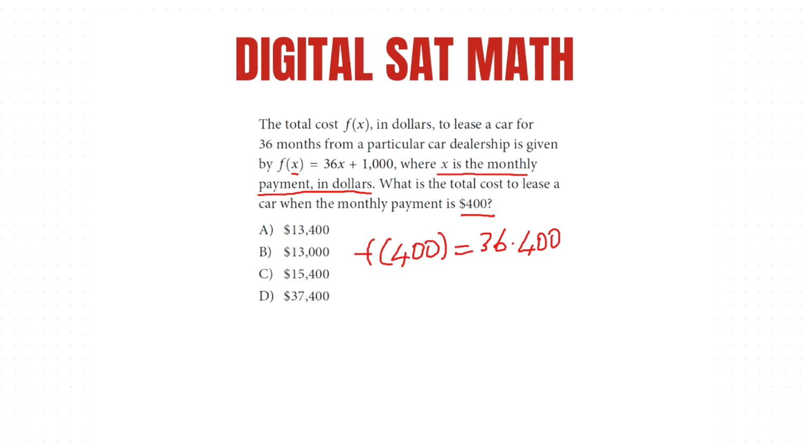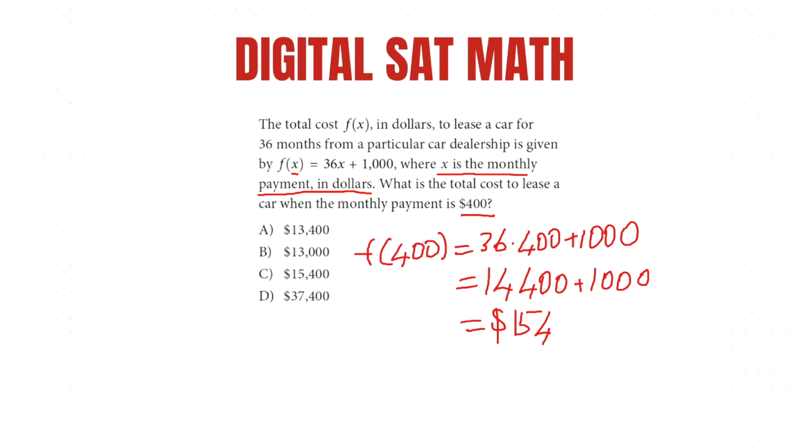plus 1000. You will be allowed to use your calculator during the exam. Then you can go ahead and multiply 36 by 400, and you will receive 14,400 plus we have another 1,000, and when you add them up, 14,400 plus 1,000 is 15,400 US dollars. So the right answer is choice C. Let's move on to the next question.